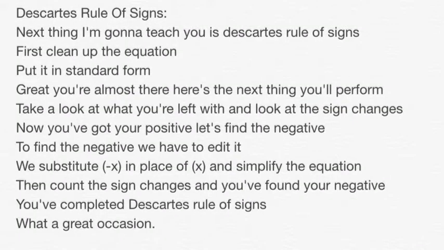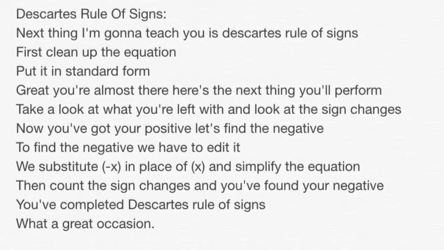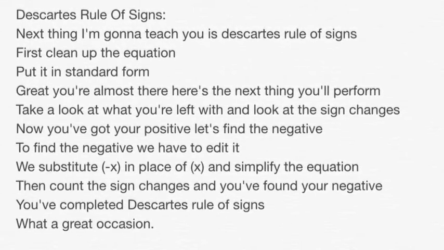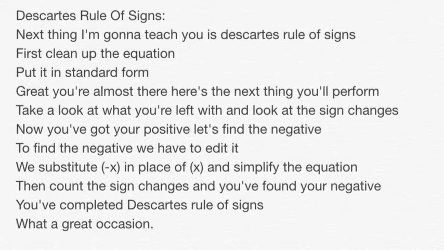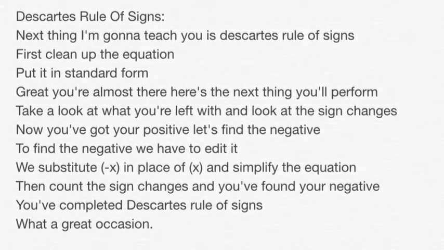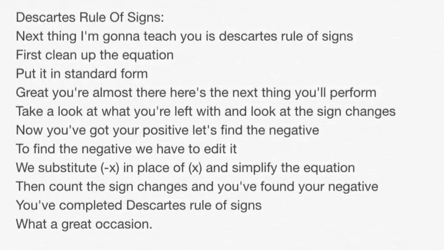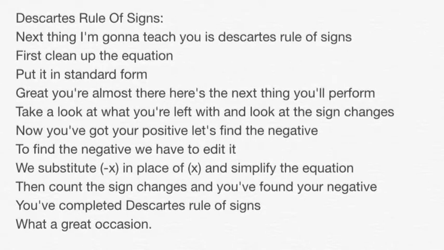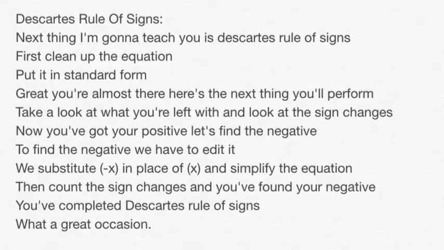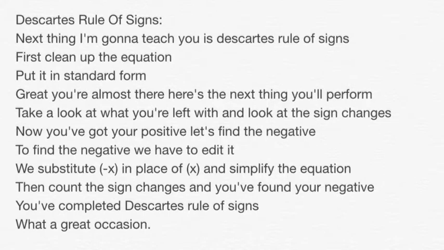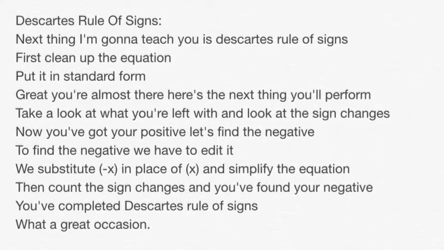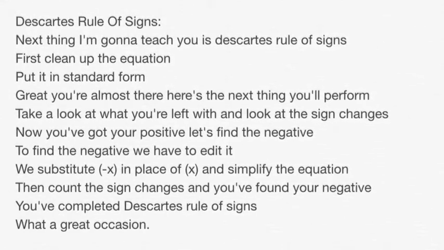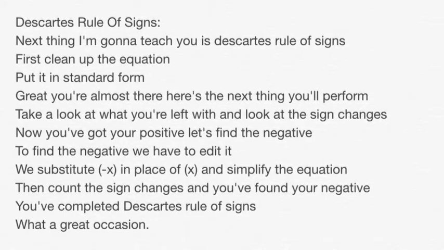Here's a song to help you remember Descartes' rule of signs. Next thing I'm going to teach you is Descartes' rule of signs. First, clean up the equation, put it in standard form. Great, you're almost there. Here's the next thing you'll perform. Take a look at what you're left with and look at the sign changes. Now you've got your positive. Let's find the negative. To find the negative, we have to edit it. We substitute negative x in place of x and simplify the equation, then count the sign changes and you found your negative. You completed Descartes' rule of signs.